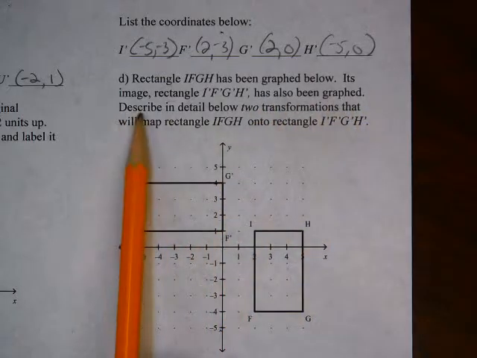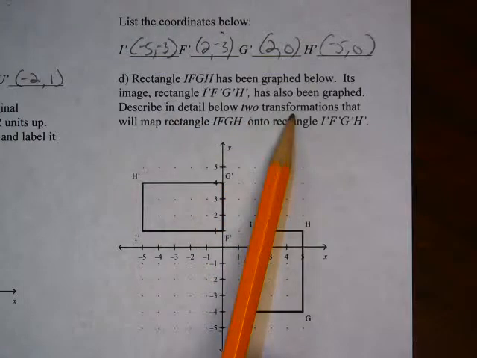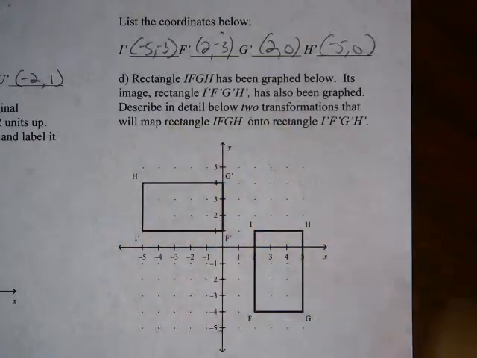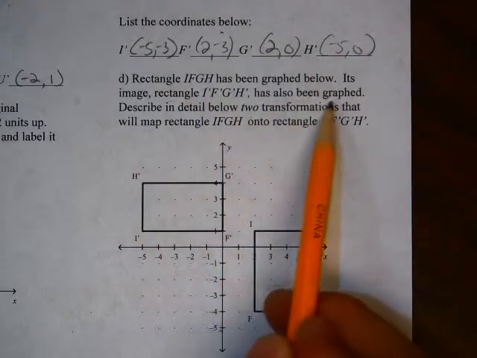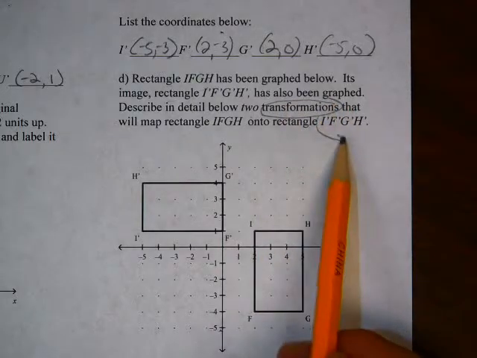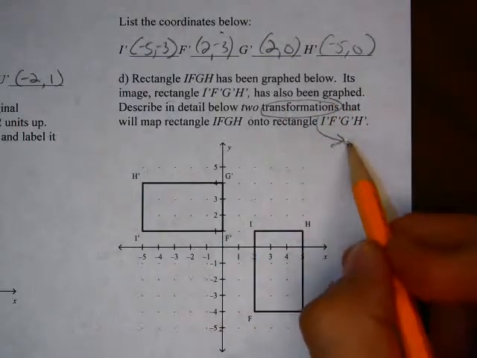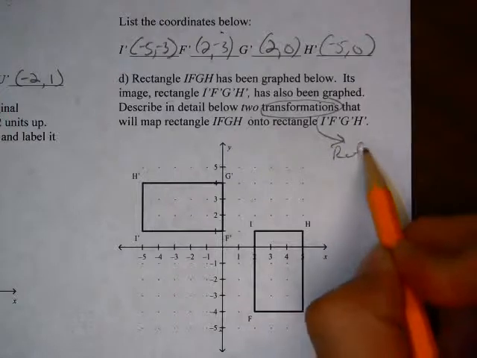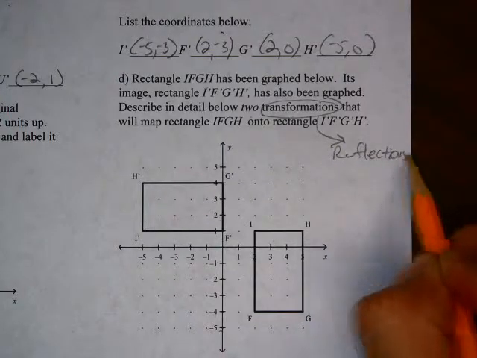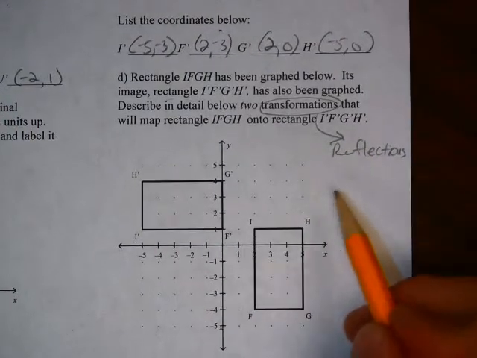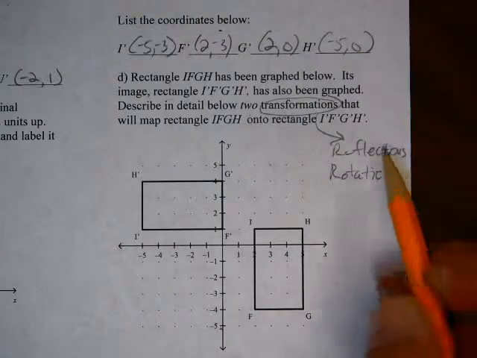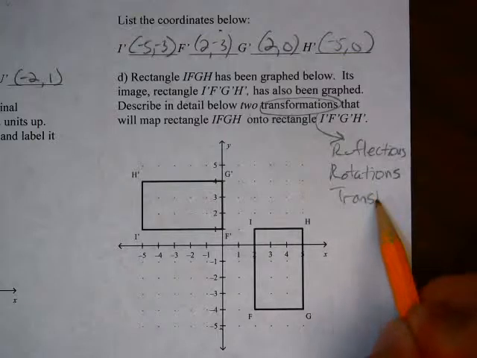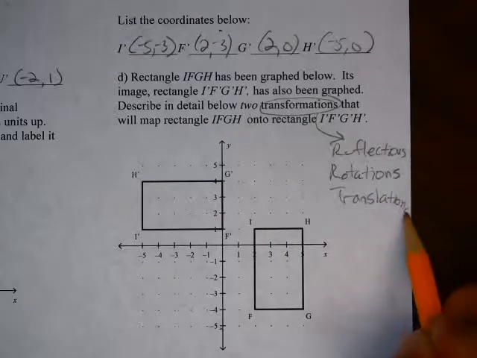Has also been graphed. Describe in detail below 2 transformations that will map, or get, this rectangle, move it onto this rectangle. Now transformations, remember there's 3 transformations so far in geometry that we've used. We've done reflections where we flip the shape, rotations where we turn or spin the shape, and translations where we just slide it along and keep it in the same direction.